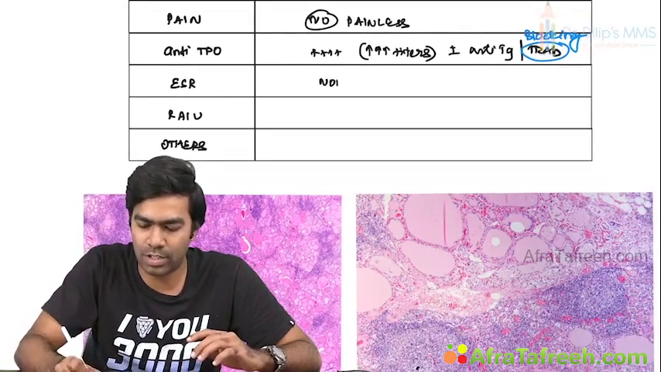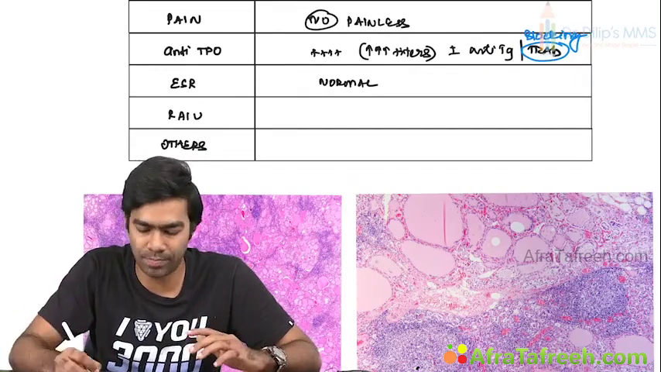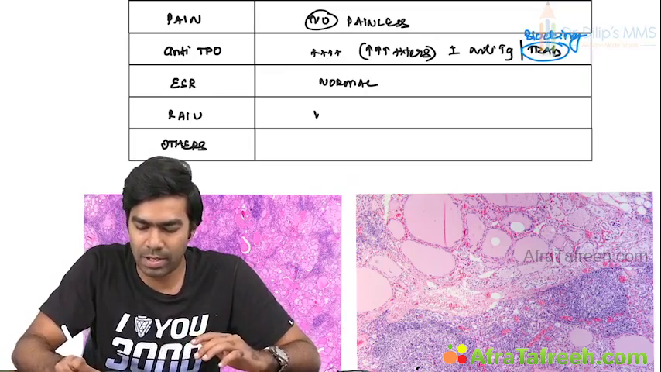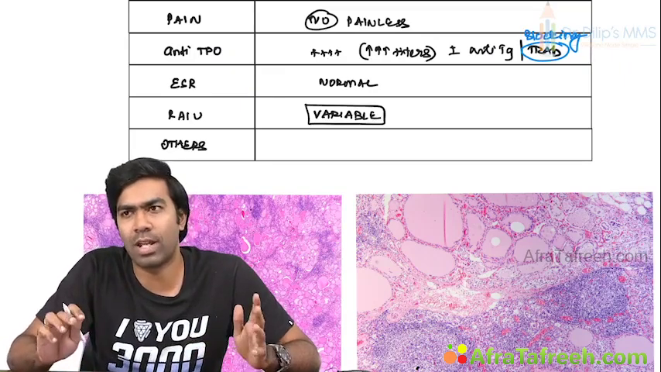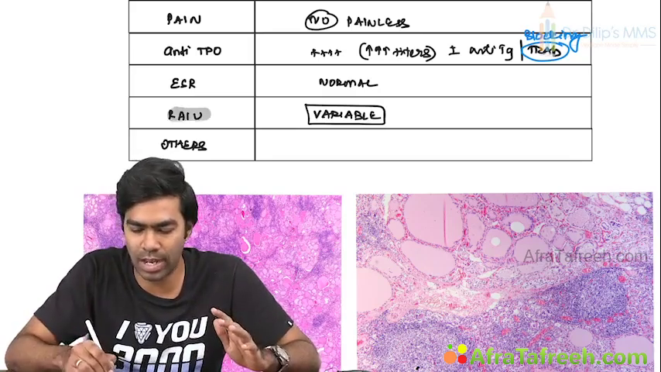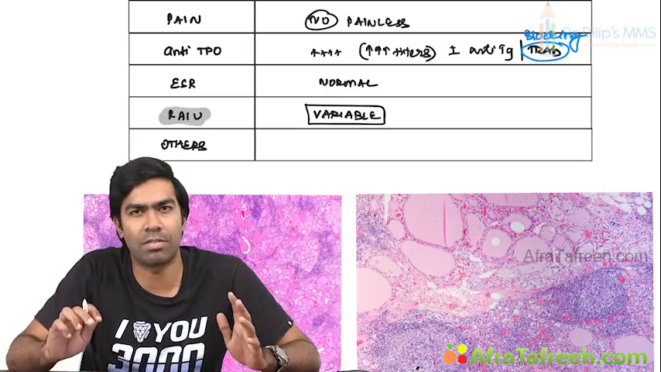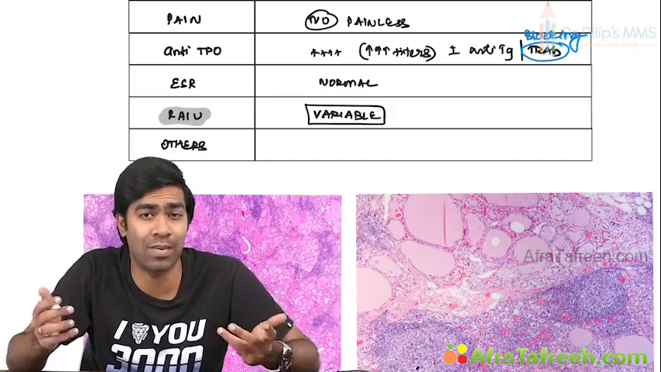ESR generally tends to be normal. It will not be elevated. But I'll tell you some variants are there. And radioactive iodine uptake is highly variable. Remember, the utility of radioactive iodine uptake is useful only when you are encountering a thyrotoxic phase. Clear? So only that time your radioactive iodine uptake is useful. Apart from that, in hypothyroid patients, radioactive iodine uptake is not a part of your evaluation itself in the first place.